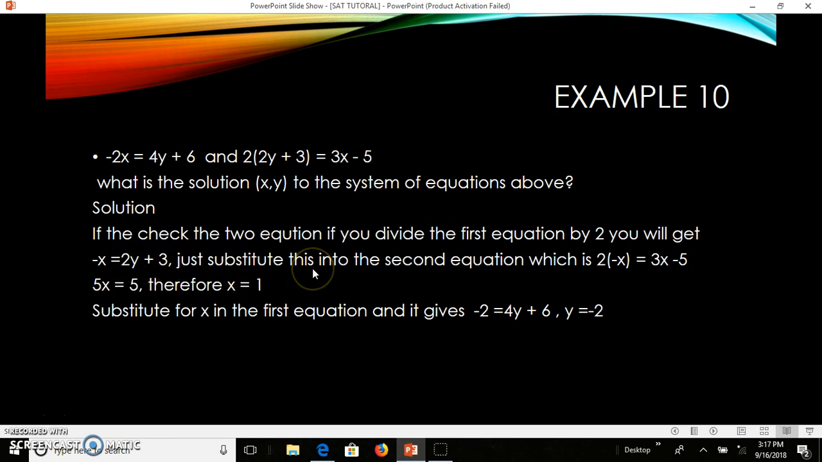Just substitute this. Can you see? Into the second equation, which is this. Is this 2x. Okay. You can see that. Then you have 3x minus 5. And so 5x equals 5, therefore x equals 1. So substitute for x in this equation will give the value of y. So just follow these footsteps. When you follow these footsteps, you are going to get the answer.